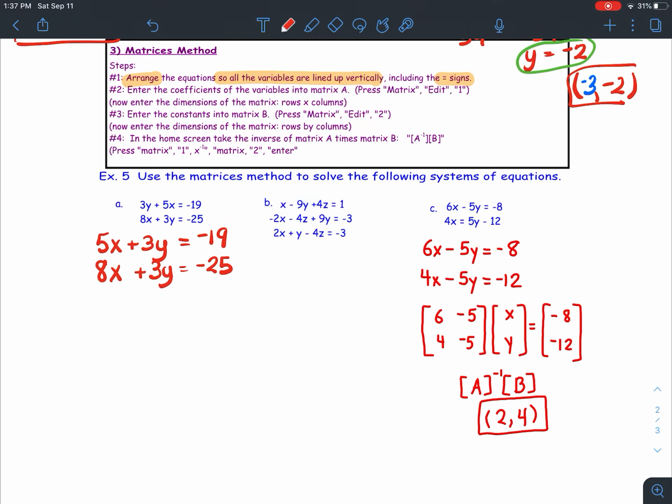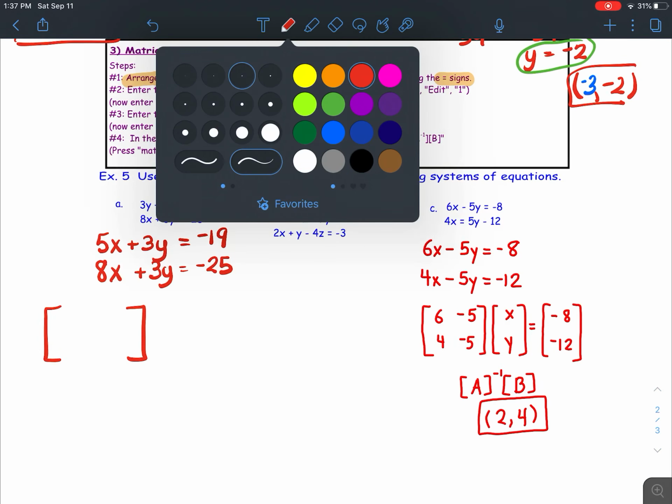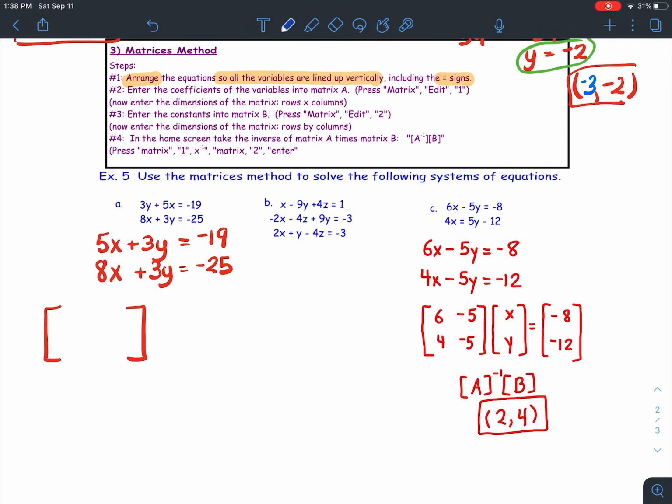Okay, the next thing you're going to do is write down what is called the coefficient matrix. See here it says enter the coefficients of the variables into matrix A. Now I want you to always write down on your paper what the coefficients are. Coefficients are just the numbers, they are not the variables. So you're going to write down 5, 3, 8, 3. We're going to call this matrix A.